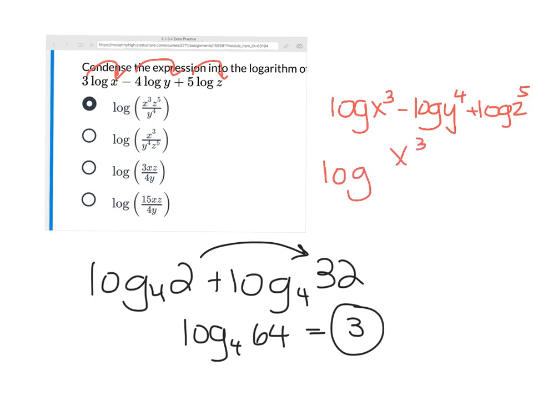And then everything that's positive goes to the top, which means I get 1 log. X to the 3rd would be in the numerator, y to the 4th would be in the denominator, and z to the 5th would be in the numerator. So be careful, because that could be done in any order. Like I could bump negative 4 log of y to the front, and because it's negative, it still goes in the denominator. So positive top, negative down.